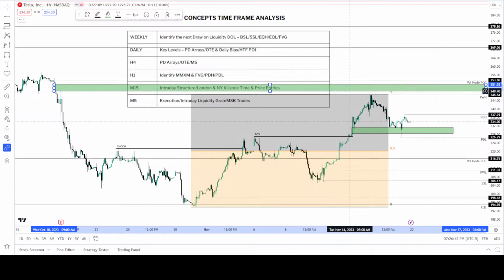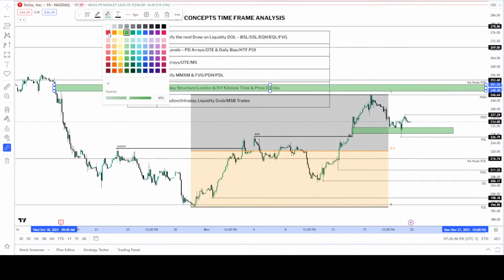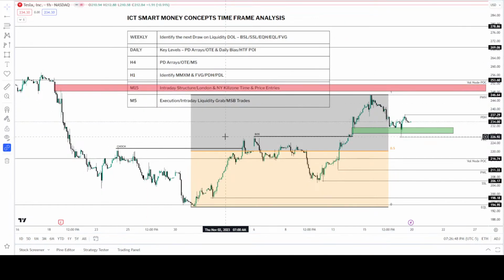All right, and we're going to change that one to red to indicate that it's bearish. So we got our two fair value gaps that kind of put us also inside this range of like 250 down to 227 or so.